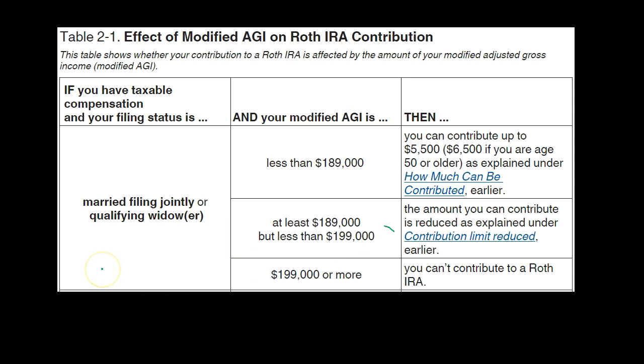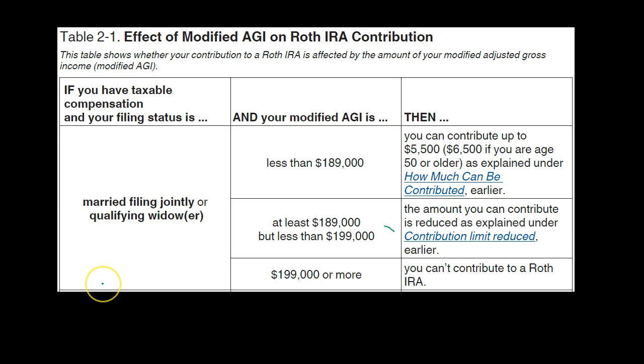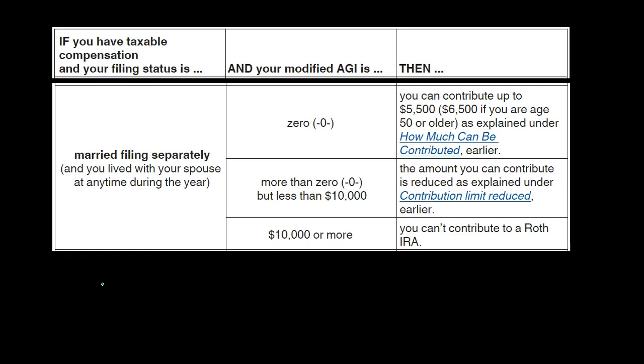Back to the next item. If you have taxable compensation, your filing status is married filing jointly or qualified widow or widower, and you're over the $199,000, then you can't contribute to a Roth IRA. So you're over the limit. AGI limitations, your AGI, you make too much money. Can't put any money into the Roth IRA in that case. Of course, that doesn't mean you still don't put money into a retirement. You still put money aside for retirement at that point in time. It's just you can't put it into a Roth IRA and get the benefits of the Roth IRA for that.